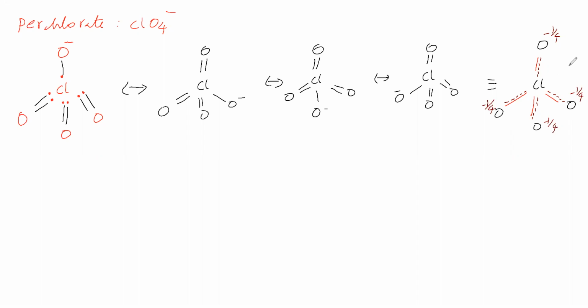Now you see the perchlorate. Experimental fact says that perchlorate has only one bond length value. That is explained by this resonance hybrid. Therefore, it is the actual structure of perchlorate. These are resonance structures of perchlorate. We have written resonance structures of perchlorate.